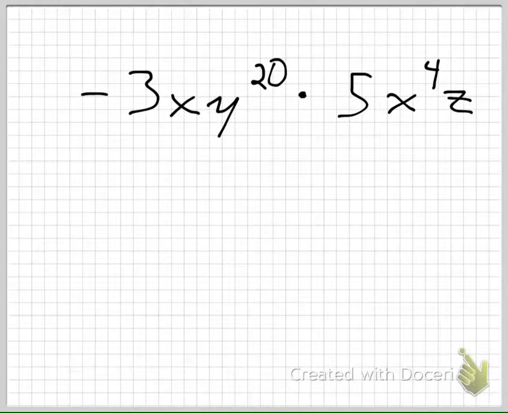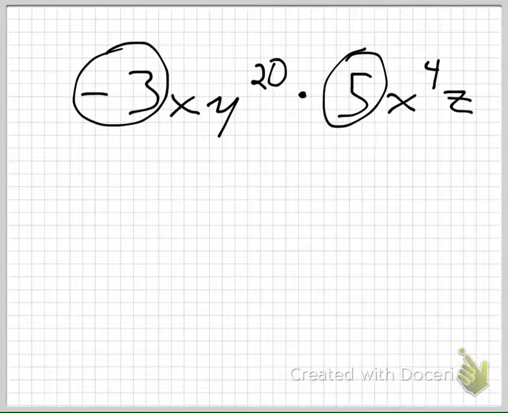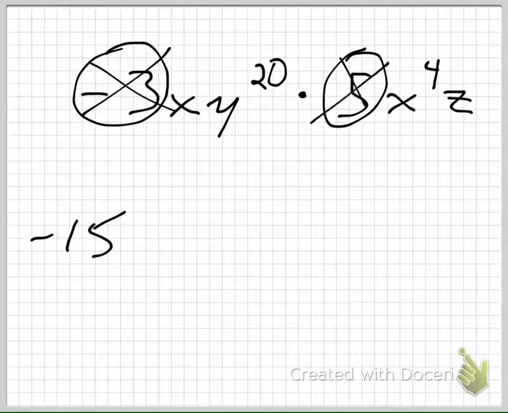What do I do here? Always deal with what first? No. What do I deal with first? Multiplication, of course. They're all multiplication. What do I deal with first? The integers, right? I'm dealing with the numbers first. Always deal with them first. Negative 3 times 5. What is negative 3 times 5? Negative 15. They're done. Okay?